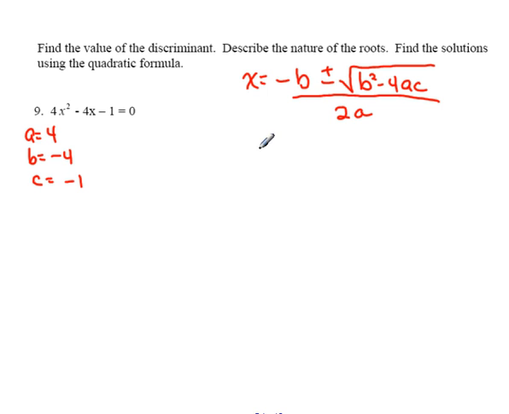Okay, so now we'll just plug it in. So remember, the discriminant is the part under the radical. That's the b squared minus 4ac. So we're first going to use that.